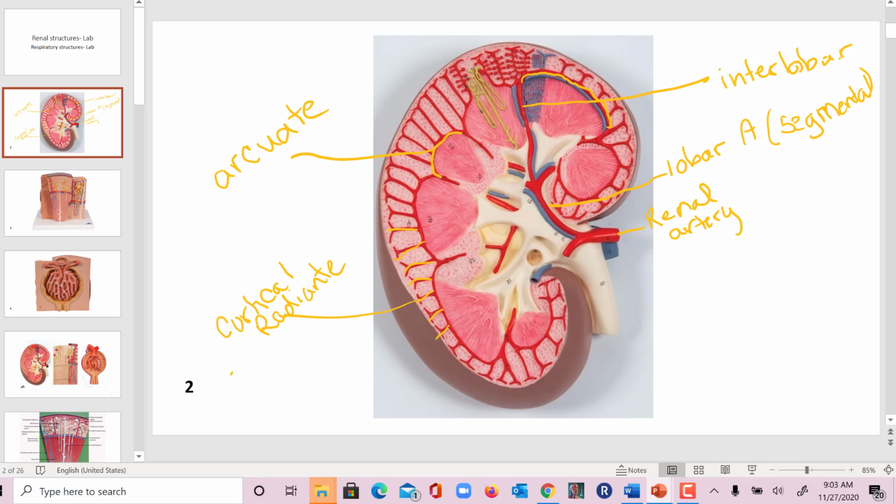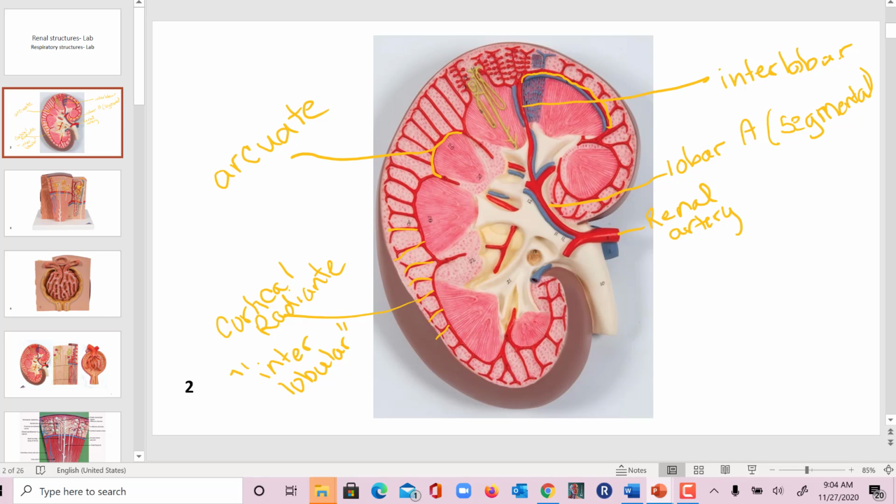Now, an older term is interlobular. And I don't like using the term interlobular because it sounds too close to interlobar. So cortical radiant will be what I use for my students. Now, after the cortical radiant, we would have the afferent arteriole and then the glomerulus. And this model is too much of a macroscopic model to see those structures. After the glomerulus, it would be the efferent arteriole, and then the peritubular capillary or vasa recta, depending on which nephron we're talking about. And I'll address that in just a moment.